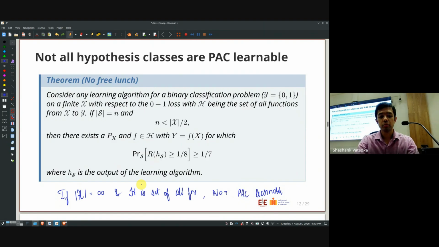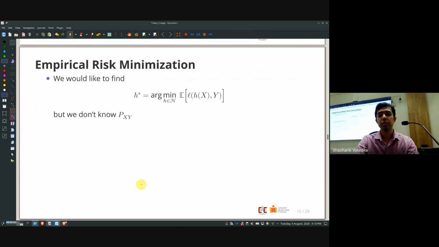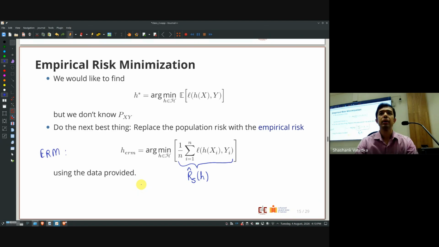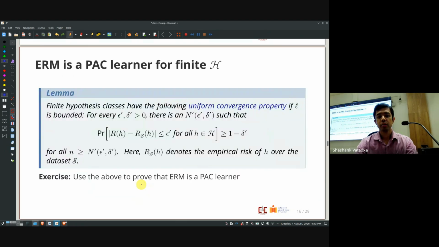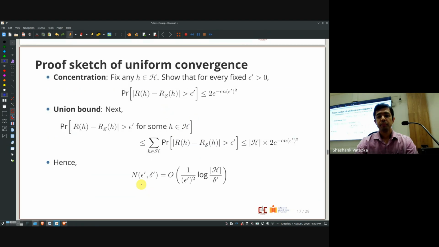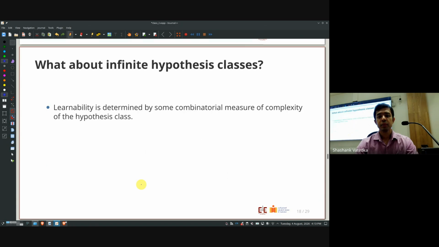Right? So when can we say that a particular hypothesis class is PAC learnable? Because if it is not PAC learnable, then there's little that you can do. There's no point in even searching for a good learning algorithm, at least not yet. All right. So what about infinite hypothesis classes, which are really the interesting category of hypothesis classes?